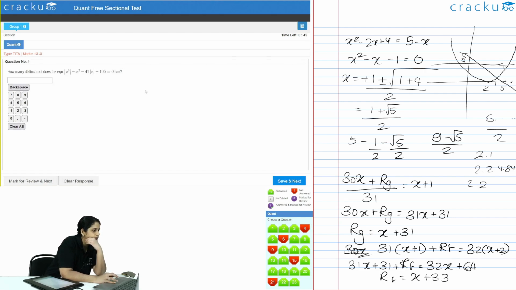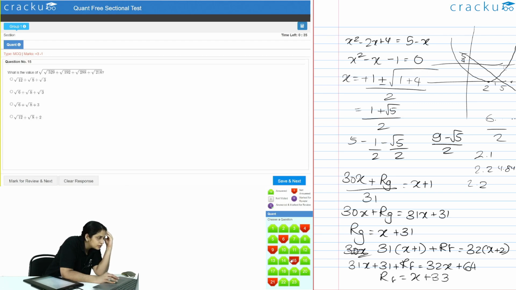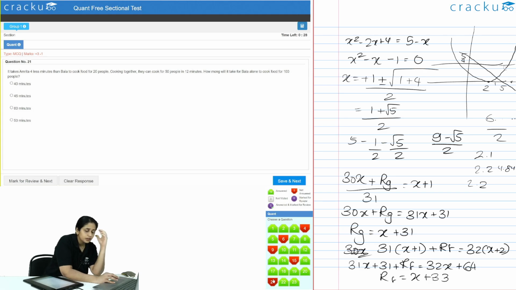Okay, how many distinct roots does this have? I don't have time to do that. Did I have any time left? I can't do this. Which one can I do in this time?